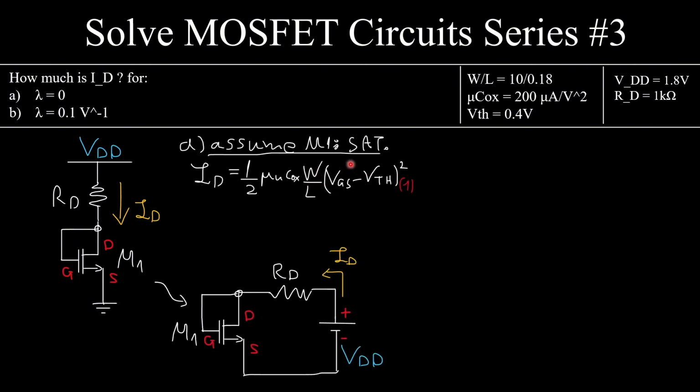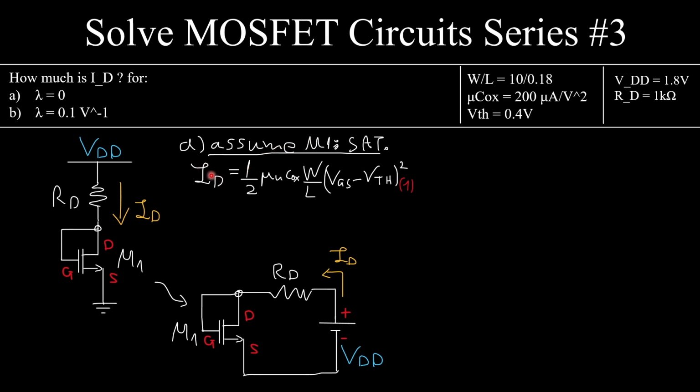All right, we assume we are in the saturation region. This is how we normally work. We assume we're in the saturation region first. We do all calculations, and then we verify that we are in saturation. And if we are not, we return and take the equation for the triode region. All right, I now assume we are in the saturation region.